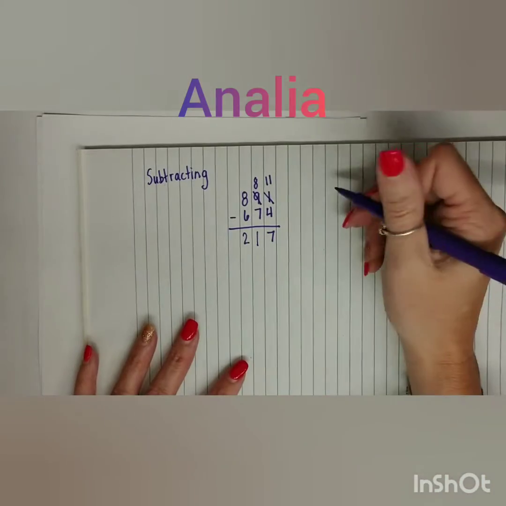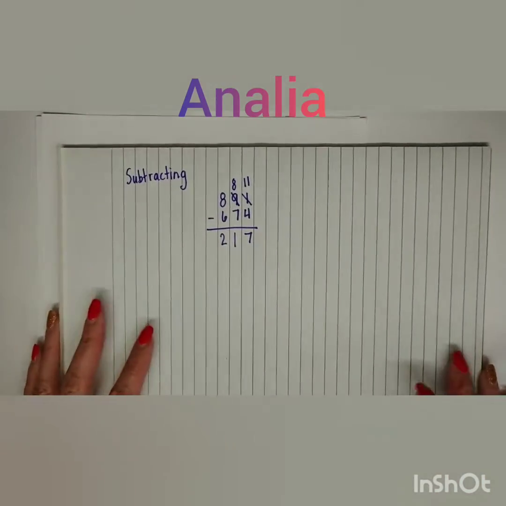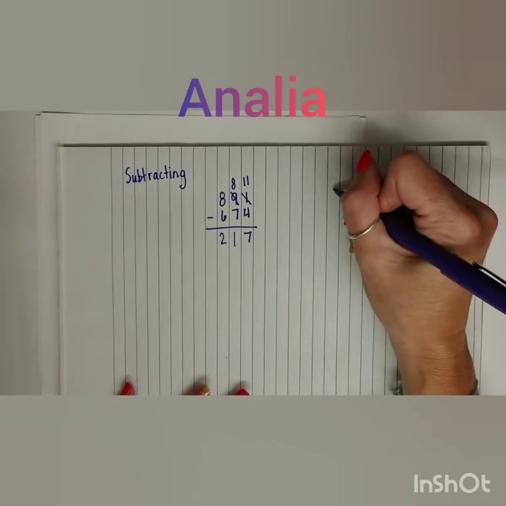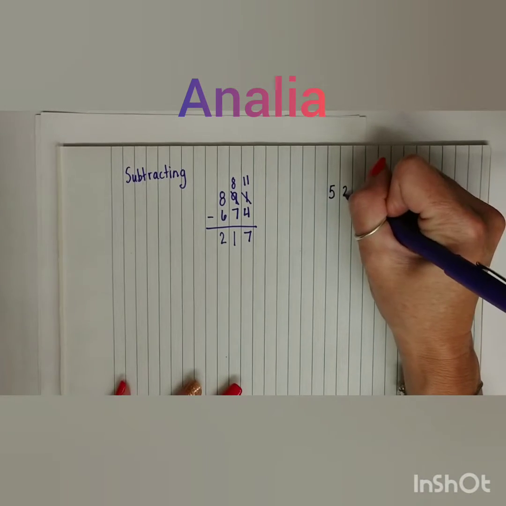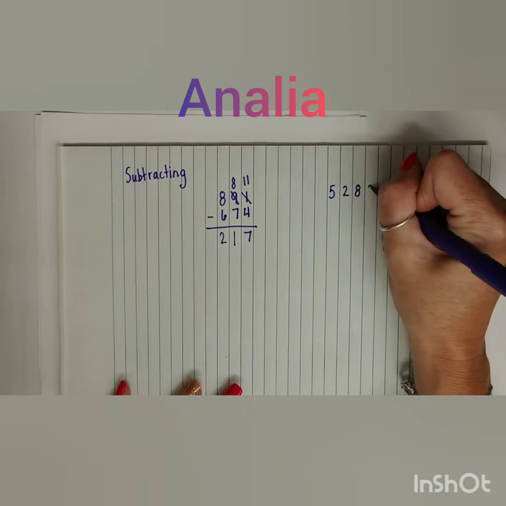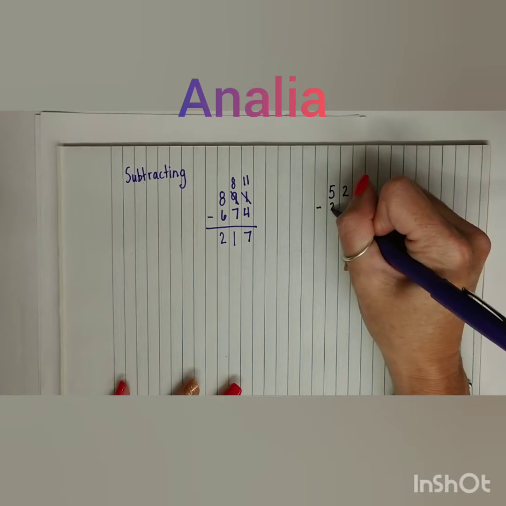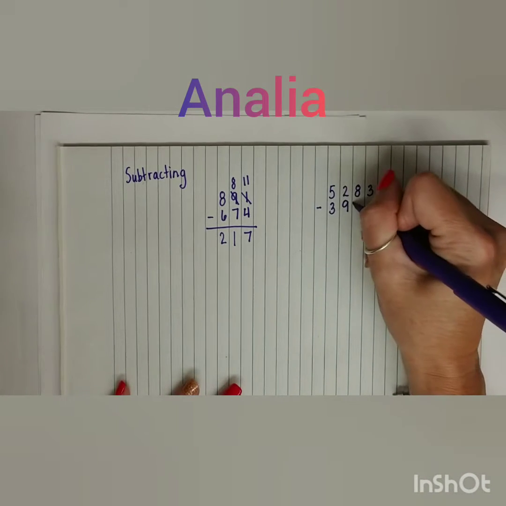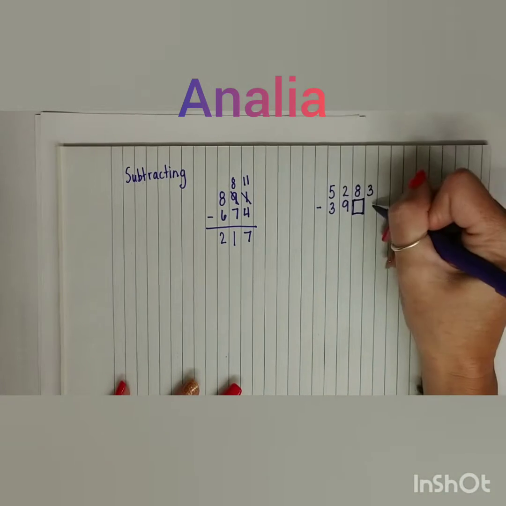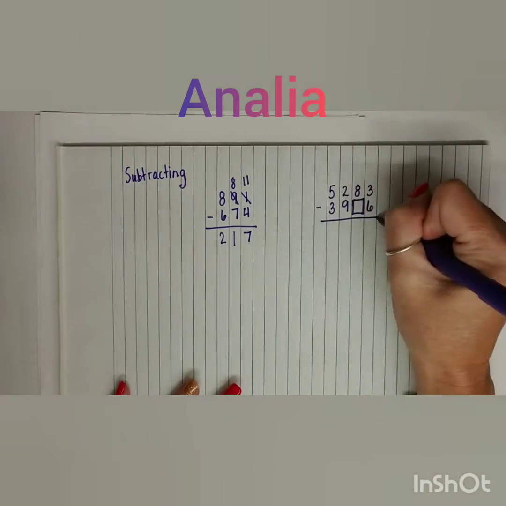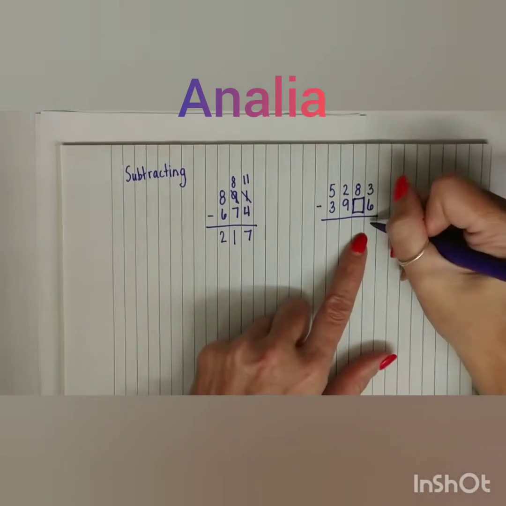All right. And then you might have to work on problems where you have a missing digit. So let's say we have 5,283 minus 3,9 blank 0. I don't know what my tens is. And they'll give you an answer.